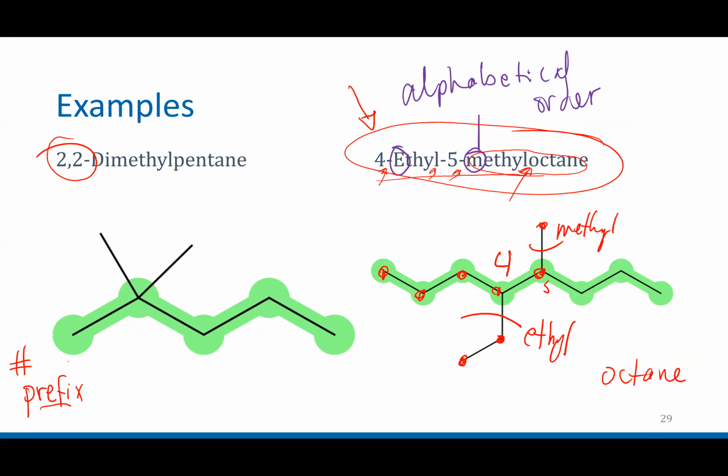These are number prefixes. If you have two of the same functional groups on your molecule, you would use the word di. If you have three, you would use tri. And if you have four, you would use tetra. But between me and you, I don't think I've ever used a tetra example in this course. I've only done di and tri.